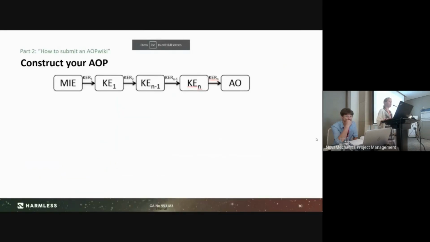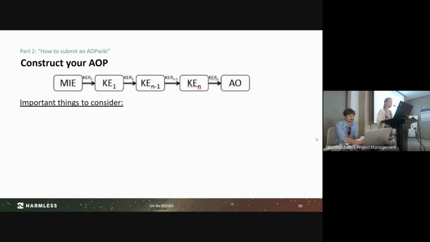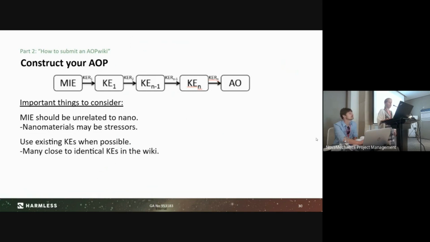When you construct your AOP, here are important things to consider at the end of this training session. As we talked about, it should not be related to nano. It can be a stressor, but it cannot rely on nano. And as was mentioned, you should use key events that already exist where possible.